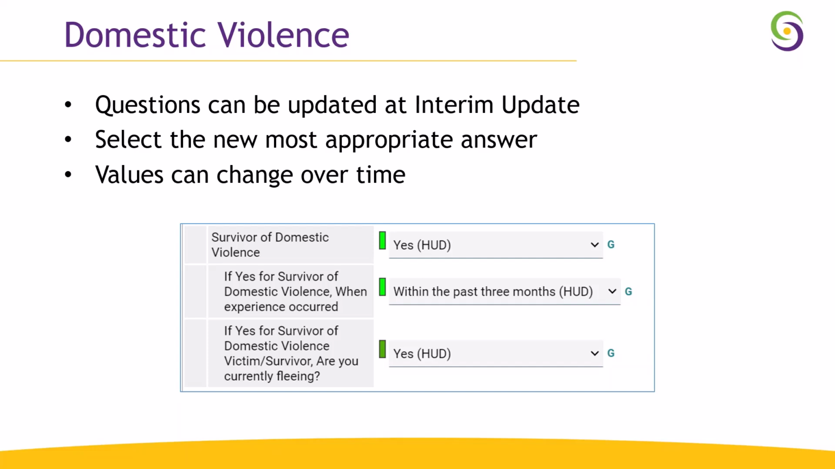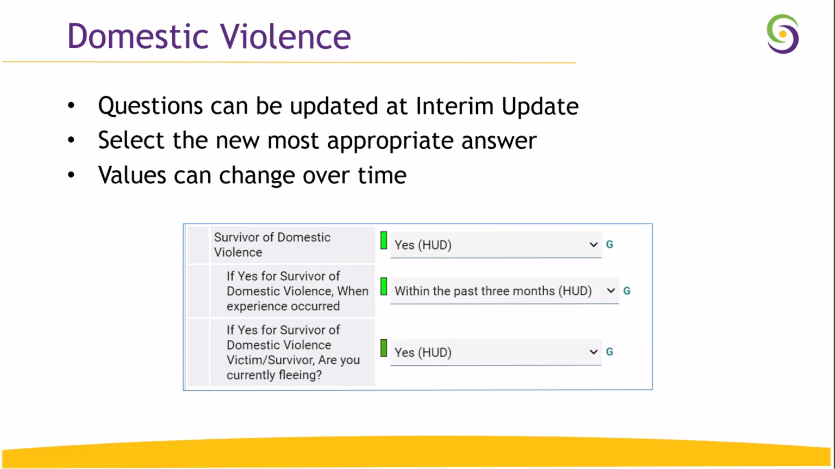We'll want to select the answer that's most appropriate. So if it was previously within the past 3 months for if yes, when experience occurred, and that answer has changed or needs to be corrected, you can change that by just changing the drop-down selection. It's just important to note that values can change over time. This is a much simpler process than with the sub-assessments. This is just selecting whatever is appropriate and accurate as of the time. So I'll jump into Service Point and take a quick look at what that looks like.